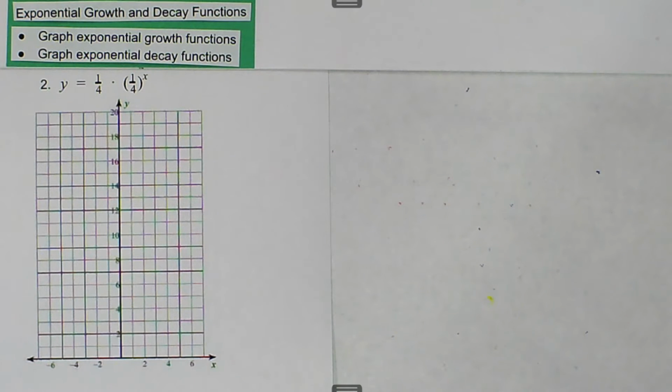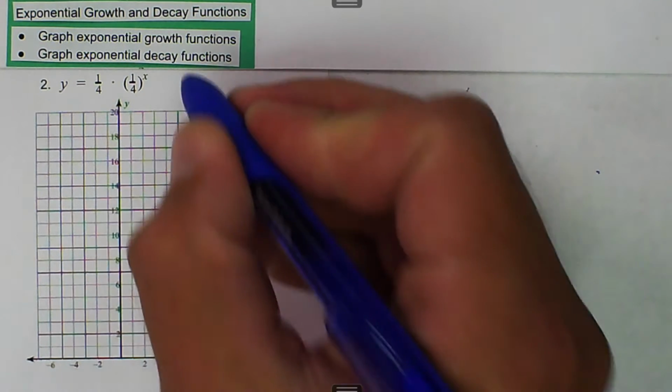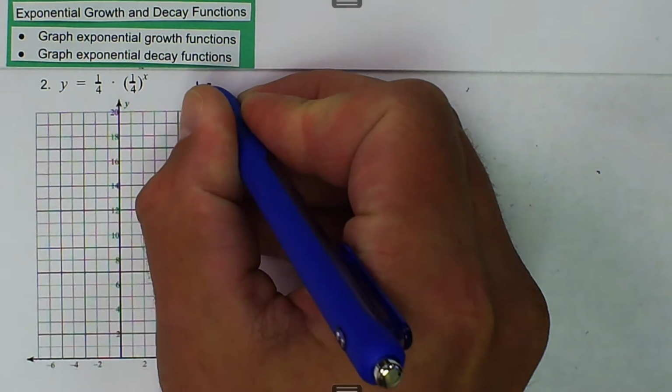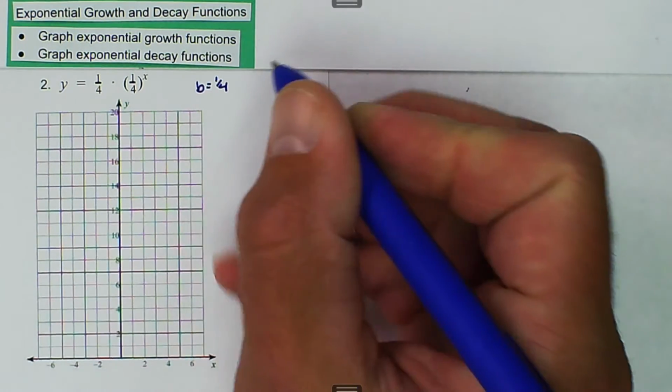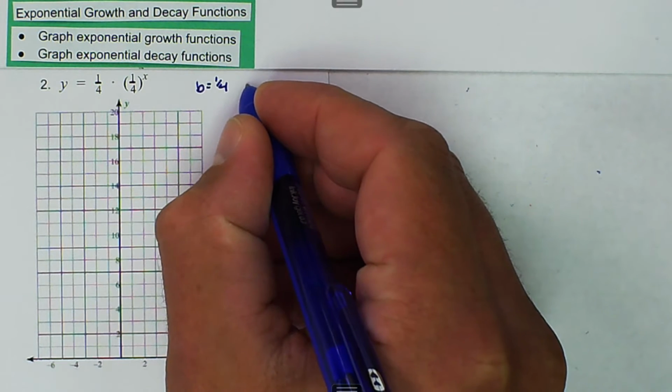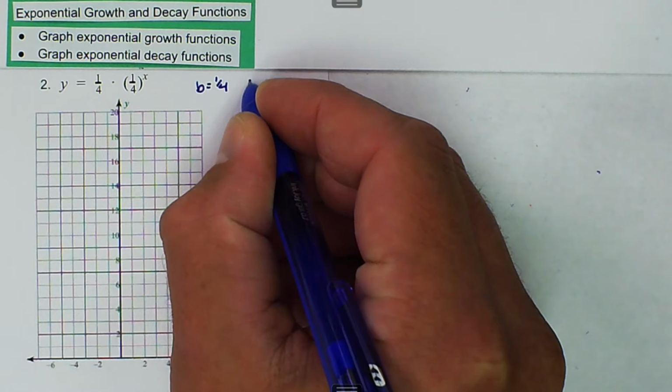We were talking about exponential growth and decay functions, and we want to graph exponential growth functions and graph exponential decay functions. So here we have an example where our b value is 1/4. Because our b value is 1/4, we are going to have exponential decay.